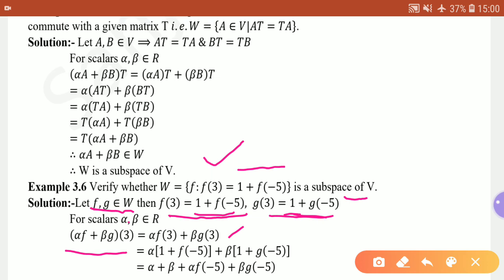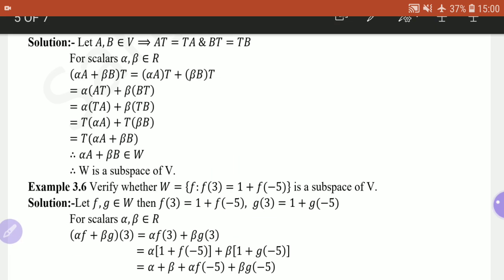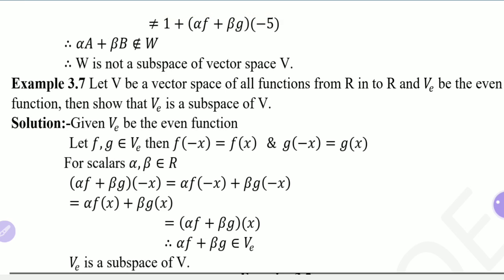That value I have replaced here. So after multiplying by alpha inside, we'll get this quantity. Okay. Now let us see the next step. Up to this we have obtained this. Now if we take alpha common from the first and third terms and beta common from the second and fourth terms, we'll get this.